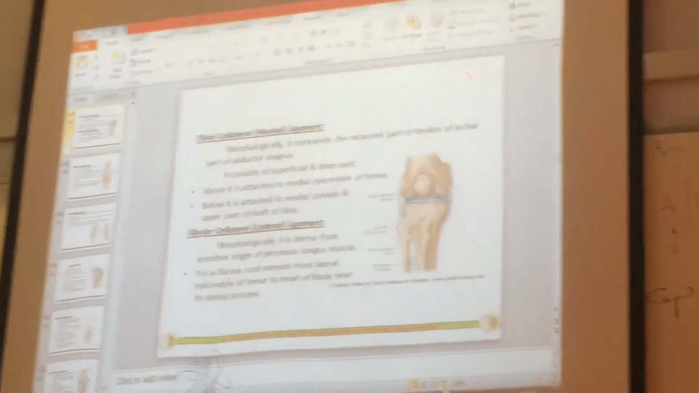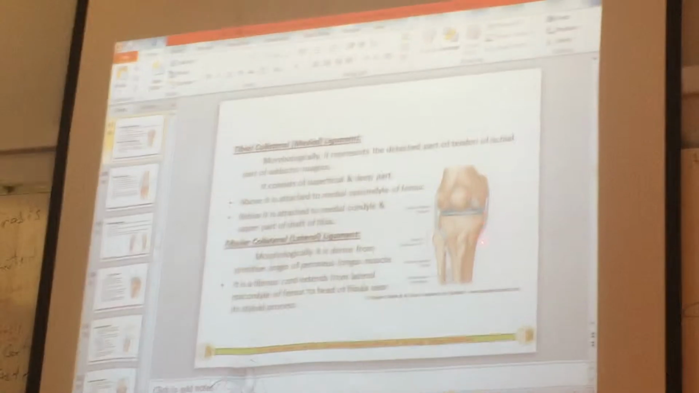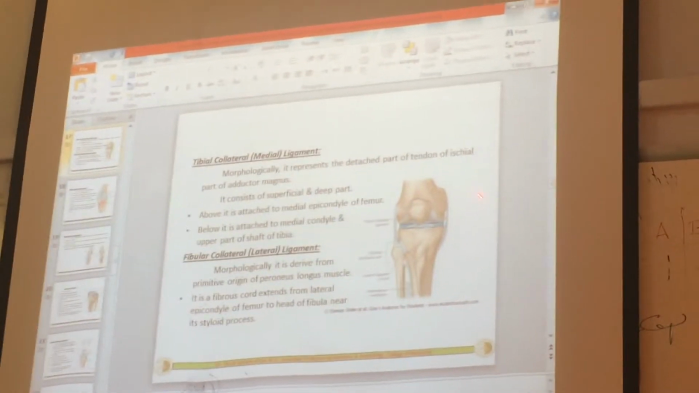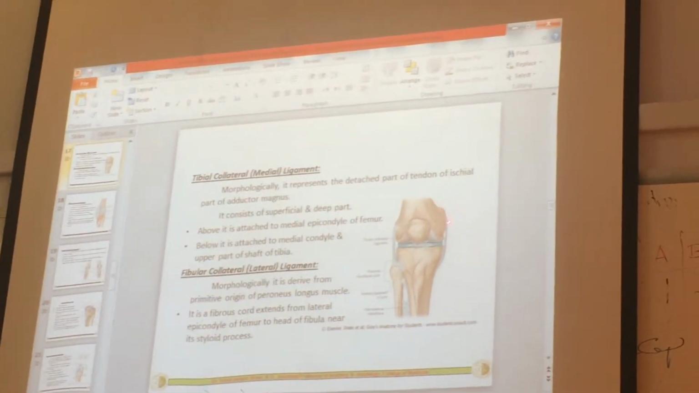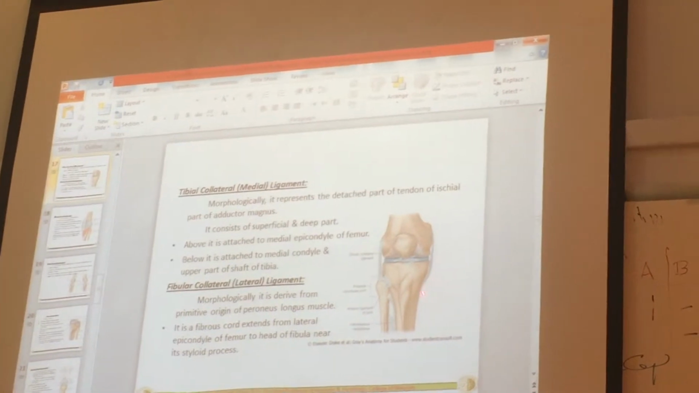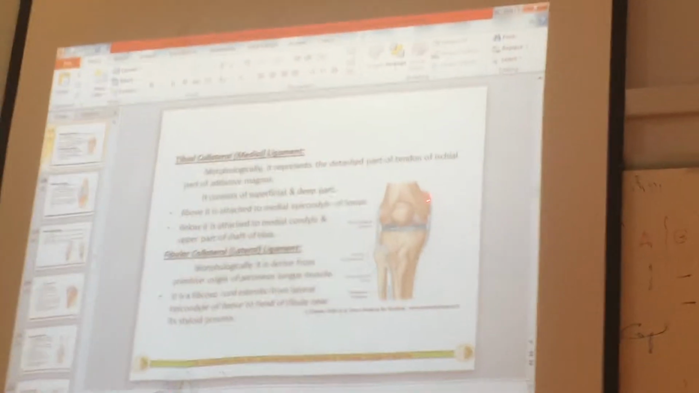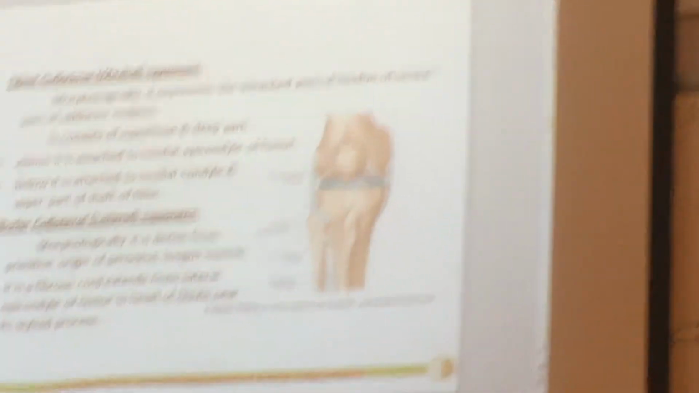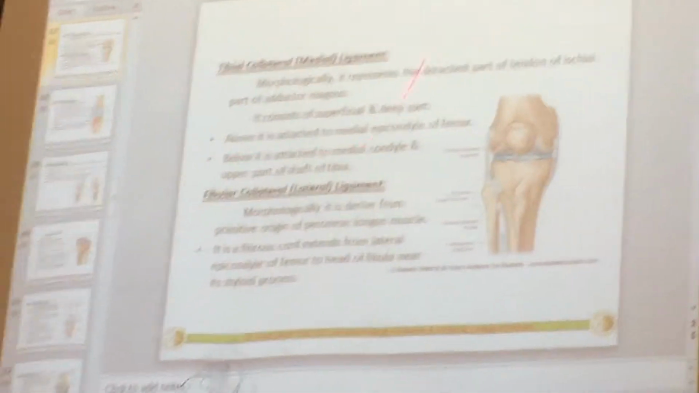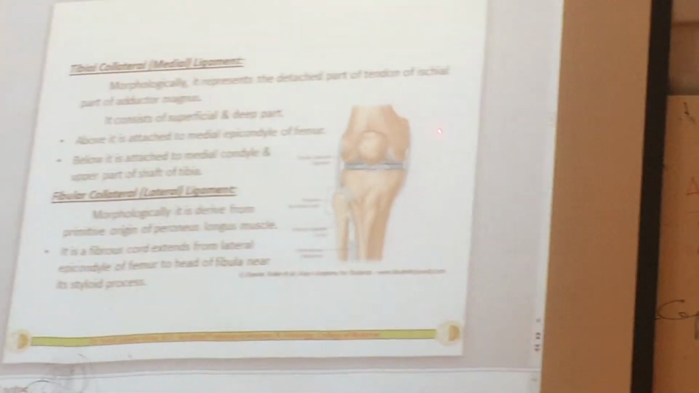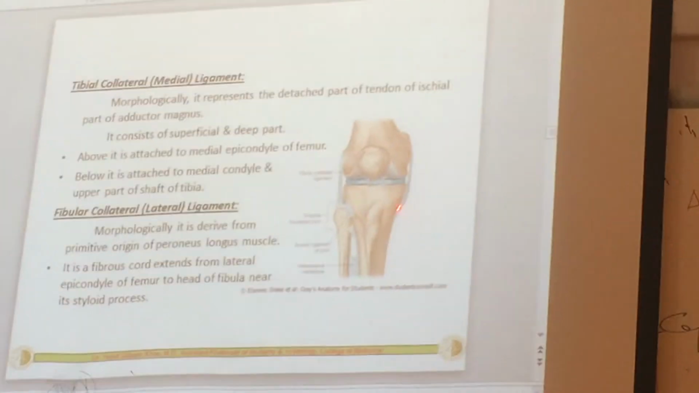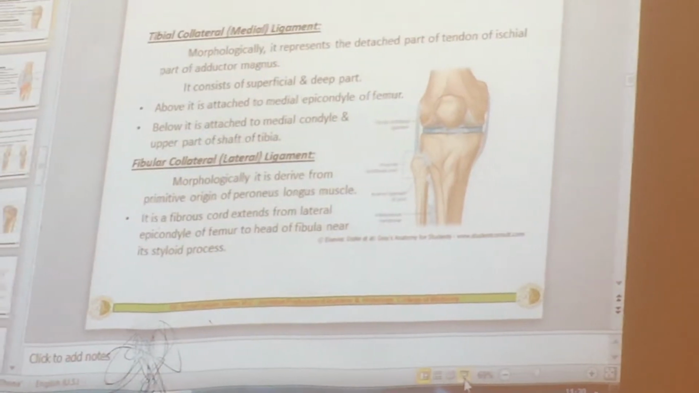Okay, no problem. One is the tibial collateral ligament. There is a ligament which is running between the medial condyle of the femur and the tibia. So this is called the tibial collateral ligament. It has two parts, the superficial and deep, and as I said, it runs between the medial condyle of the femur and the tibia.